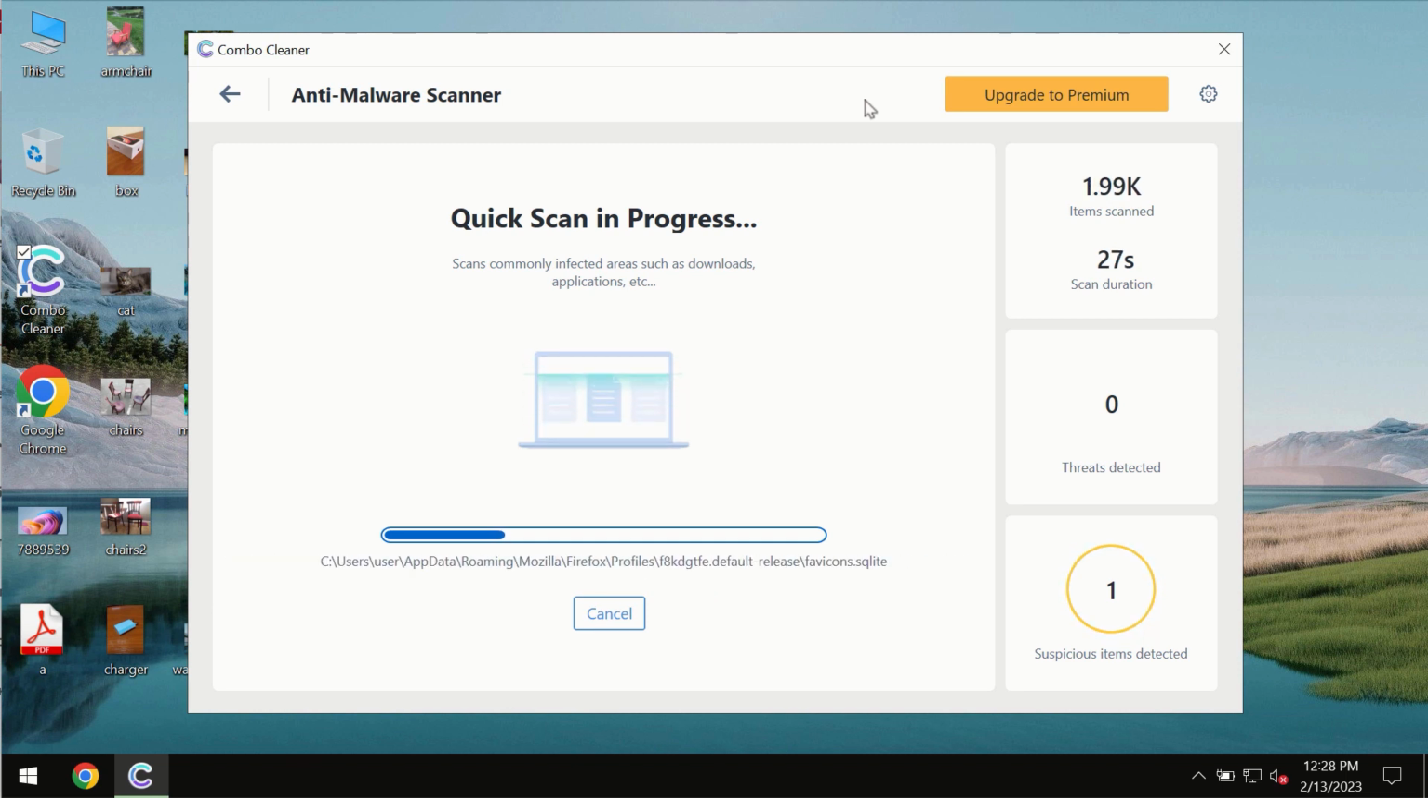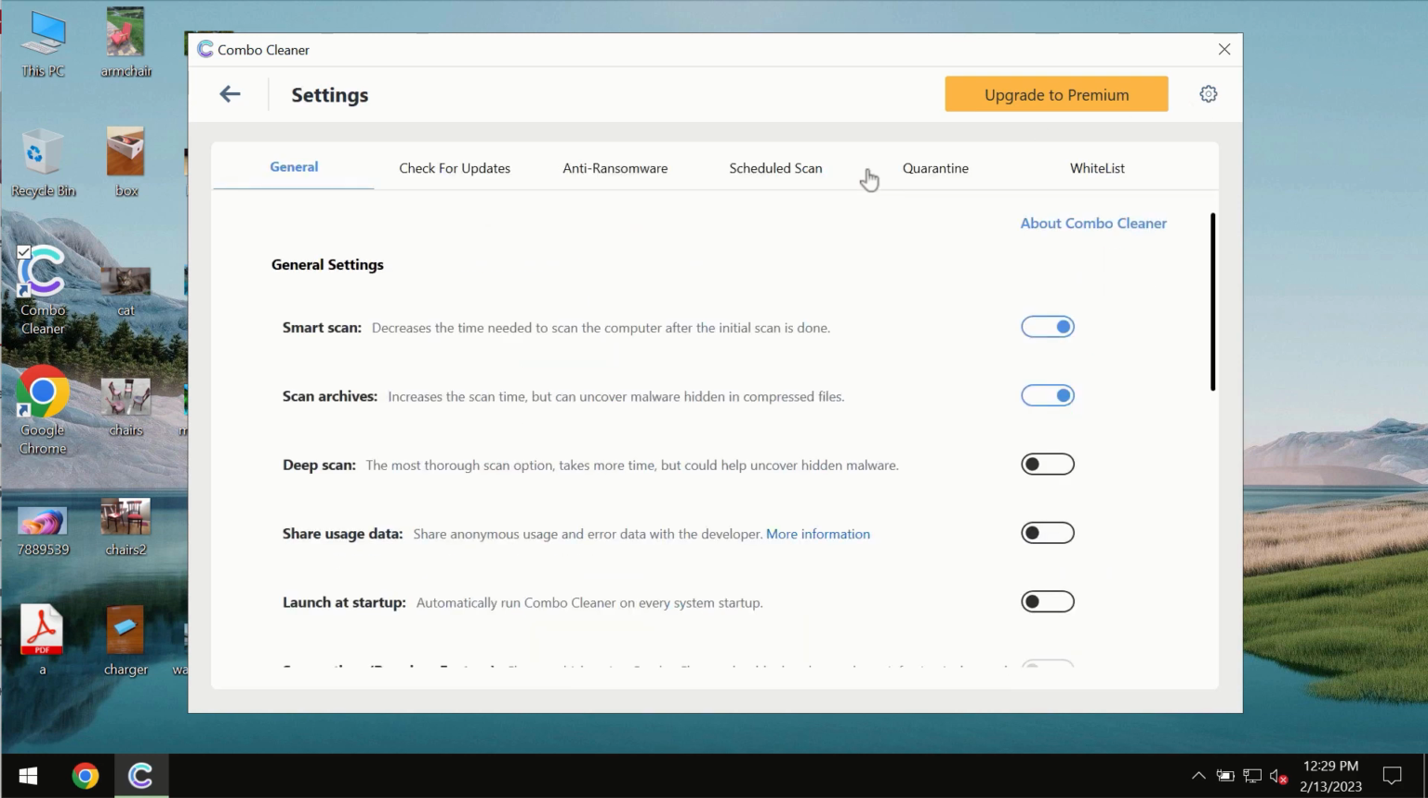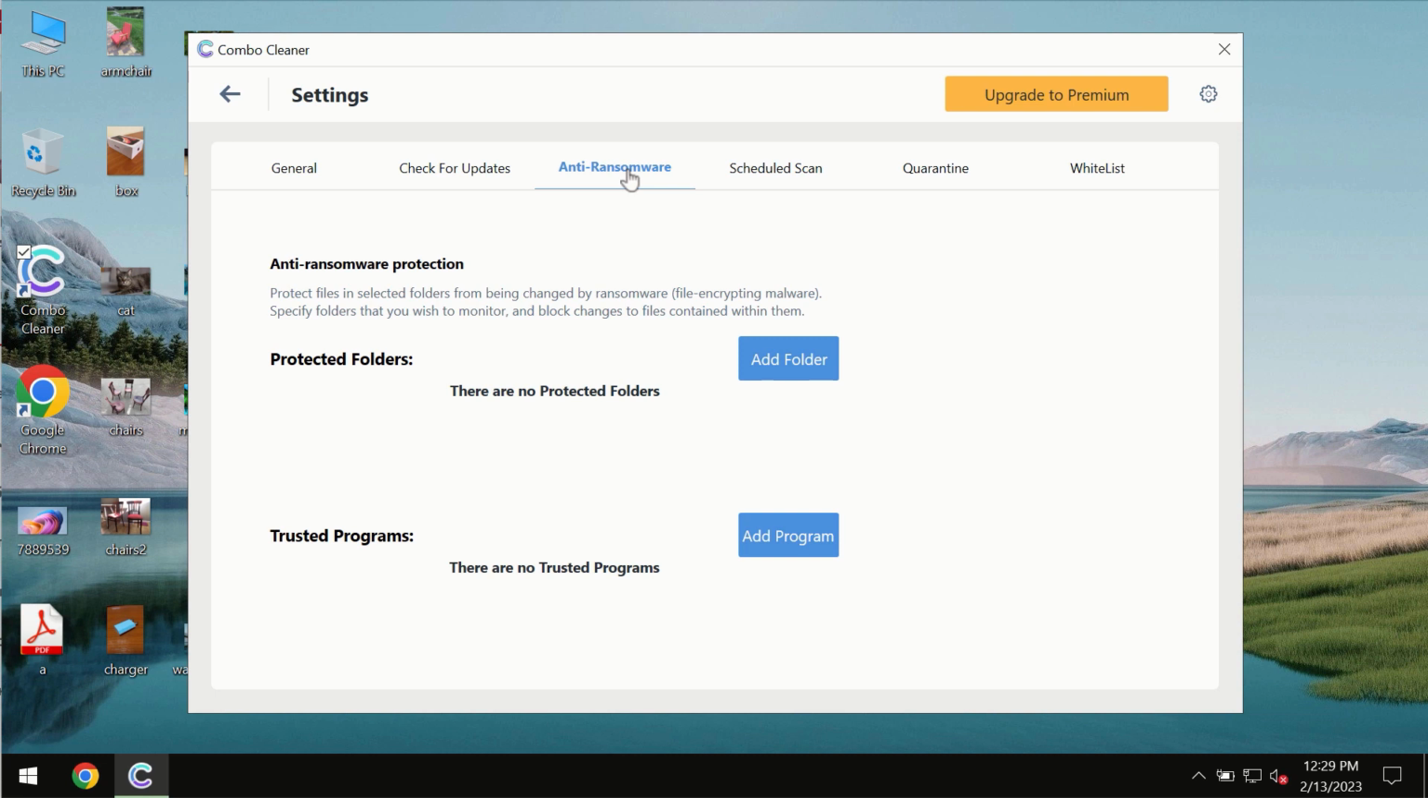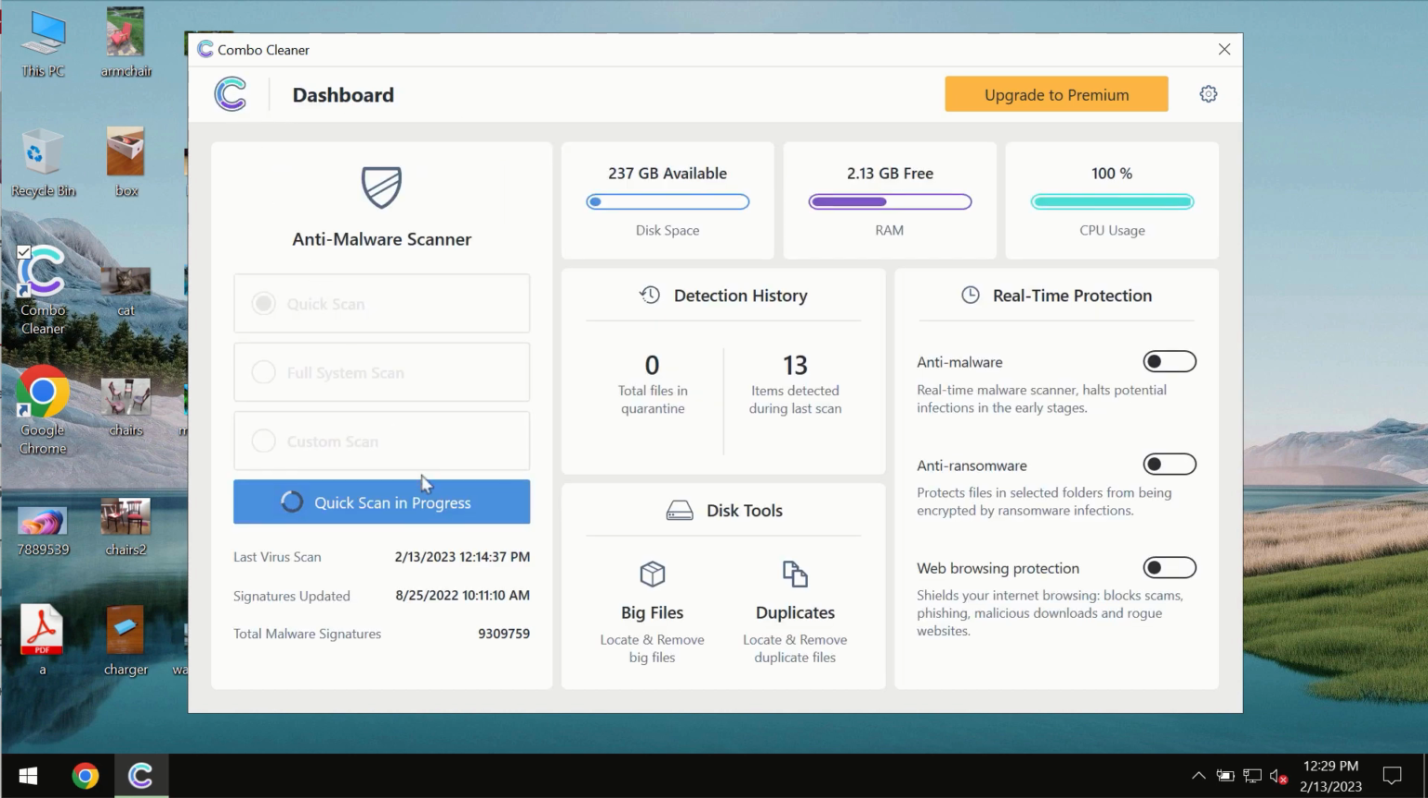It depends on various factors. It may depend on how infected the system is. It may depend on how many hard drives are being scanned at the same time. And at the end of the scanning, you will see the complete summary of all the threats which were revealed on the computer. Combo Cleaner also is provided with a special anti-ransomware feature which allows you to add one or several folders that would always be protected against ransomware attacks.